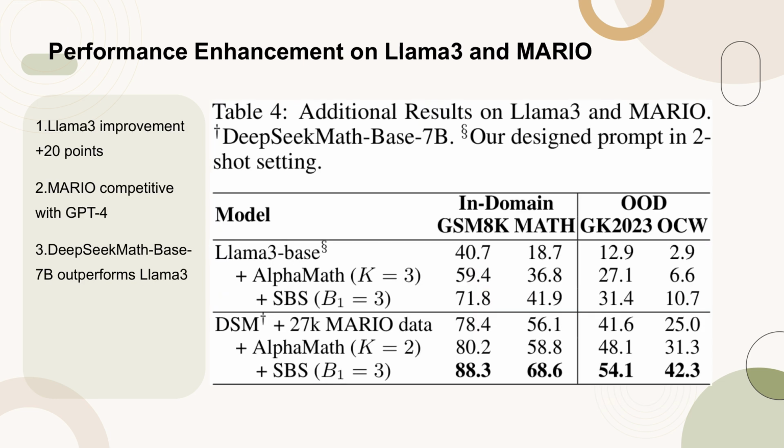Table 4 presents additional results on the performance enhancement of Llama 3 and Mario models. Notably, AlphaMath significantly boosts Llama 3's mathematical reasoning capabilities, achieving an average improvement of plus 20 points. Additionally, AlphaMath enhances Mario's performance, making it competitive with and sometimes surpassing GPT-4. The table also highlights that DeepSeek MathBase 7b, a domain-specific pre-trained model, outperforms the general-purpose Llama 3 model, emphasizing the importance of specialized knowledge in mathematical reasoning tasks.